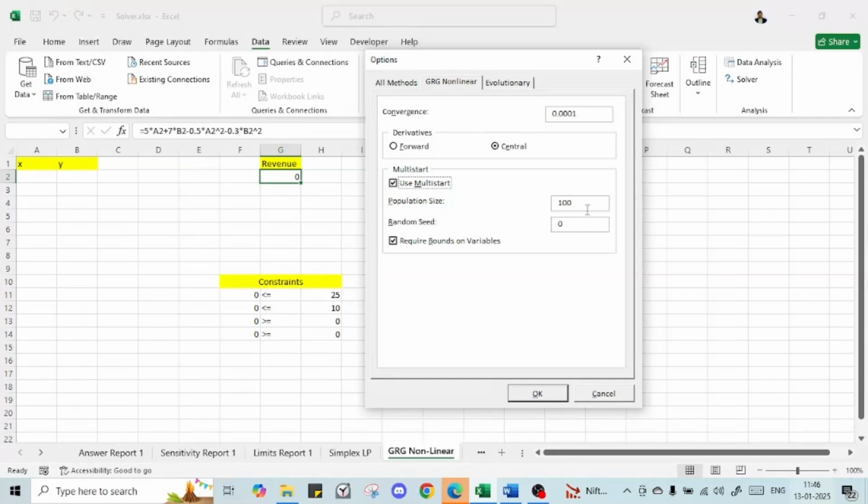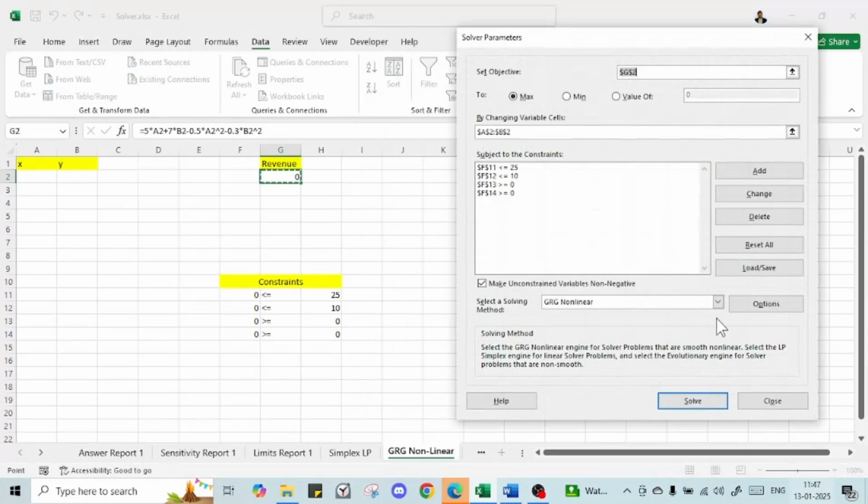And population seed is 100 and random seed is 0. We can also give any random number, but it is very important to give this number, because this random seed helps to get the same set of outputs. Require bounds on variables is not required, because we only have greater than or equal to 0, so we are unchecking it, and we are selecting OK.